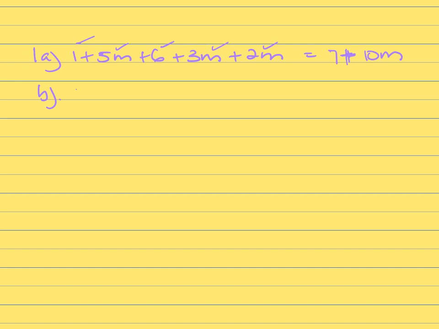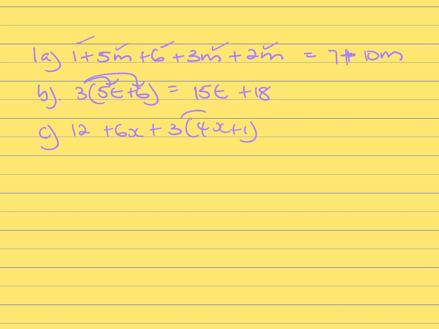B. 3 by 5t plus 6. Multiply each term, so we get 15t plus 18. C. 12 plus 6x plus 3 by 4x plus 1. Multiply each term, so we'll get 12 plus 6x plus 12x plus 3, which gives you 18x plus 15.